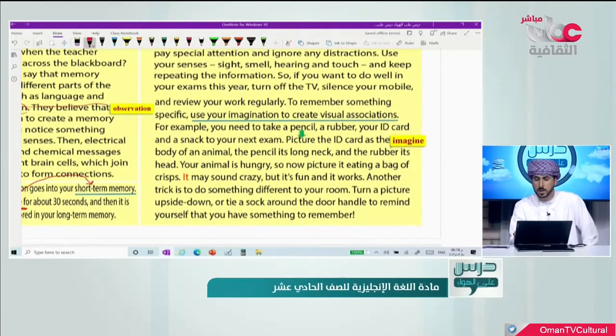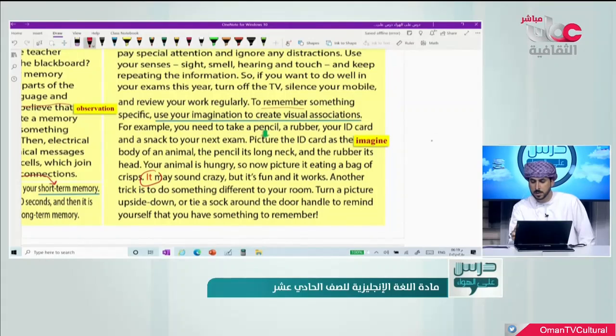And finally, we have the word it here. To remember something specific, use your imagination to create visual associations. It may sound crazy, okay, but it's fun. It means what? For example, you need to take a pencil. You have a pencil. For example, this is the pencil. A rubber. Your ID card. And a snack to your next exam. Snacks means food, like this one.